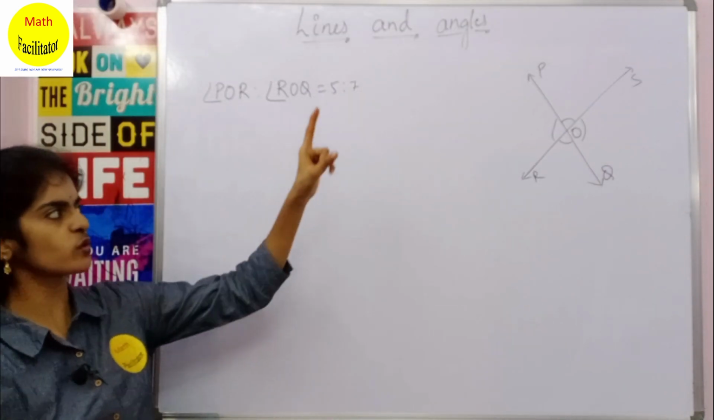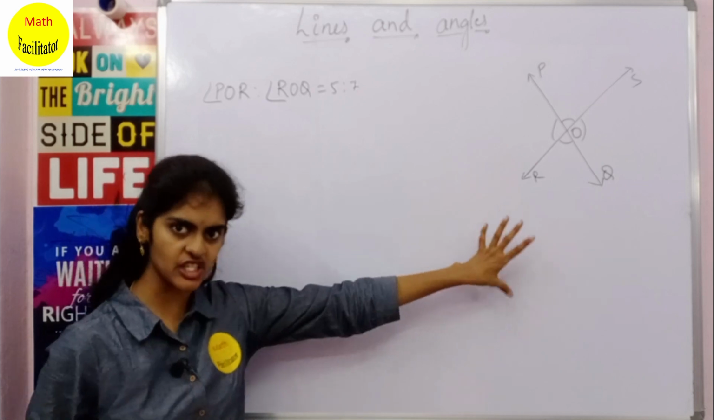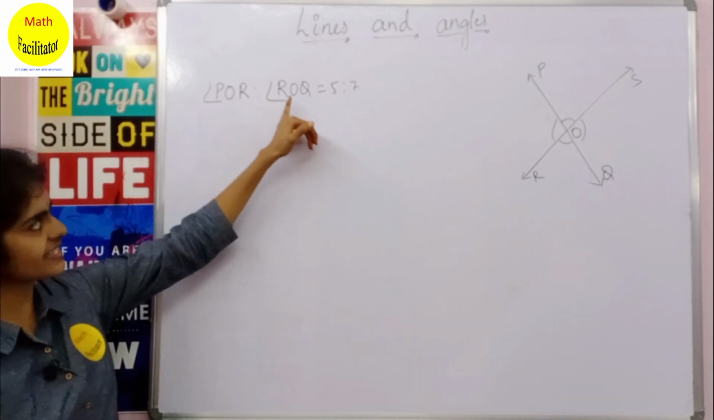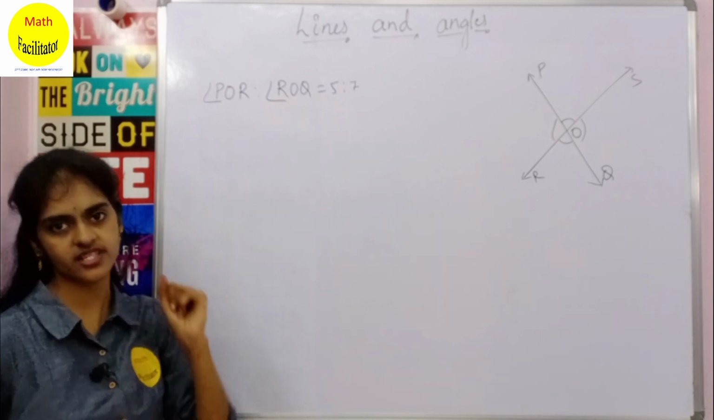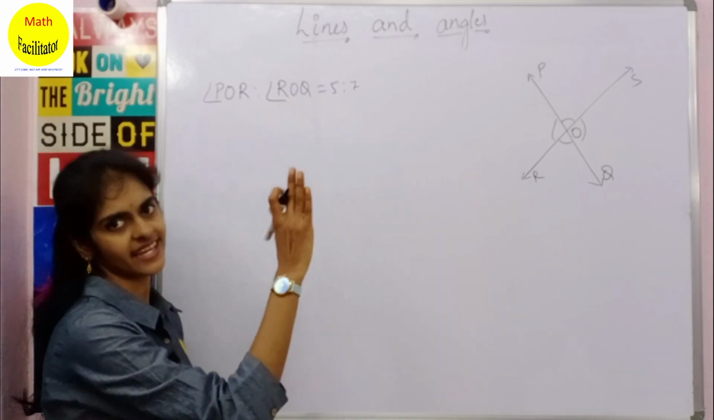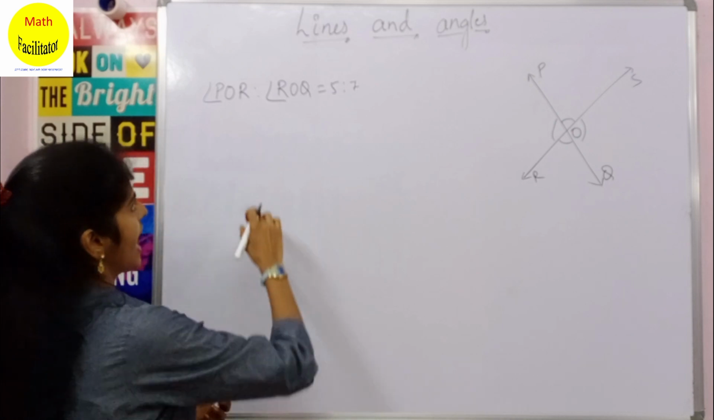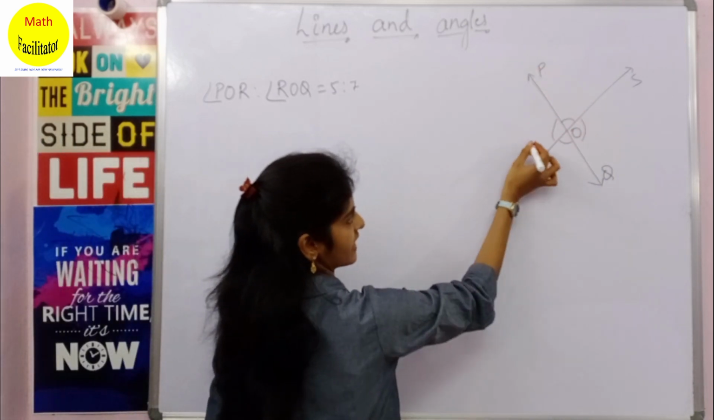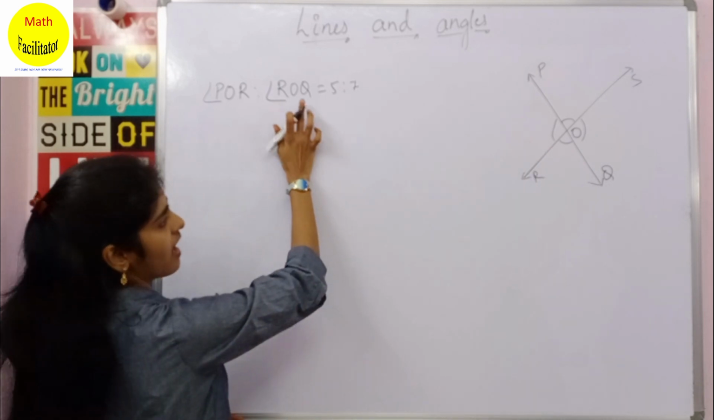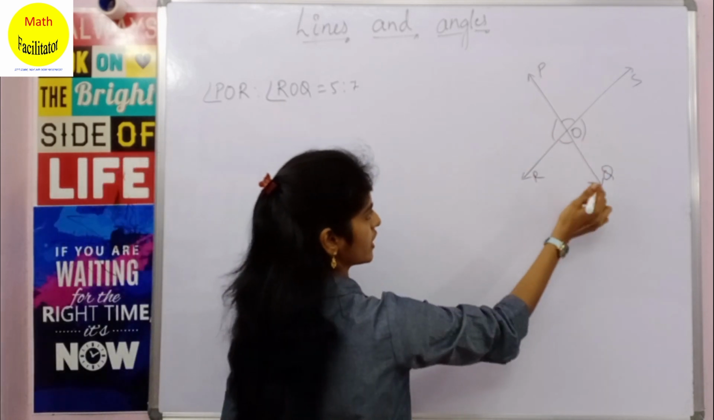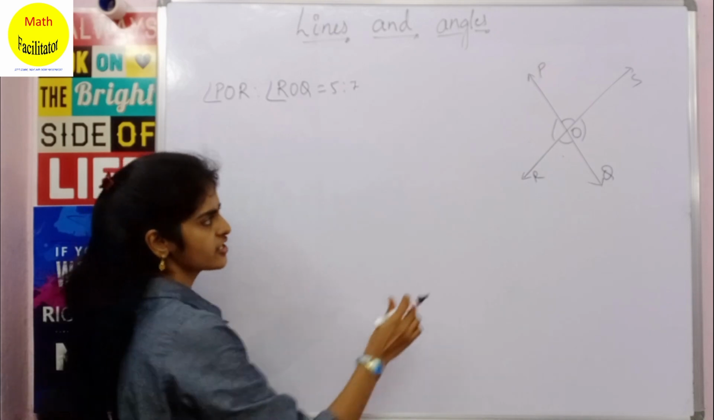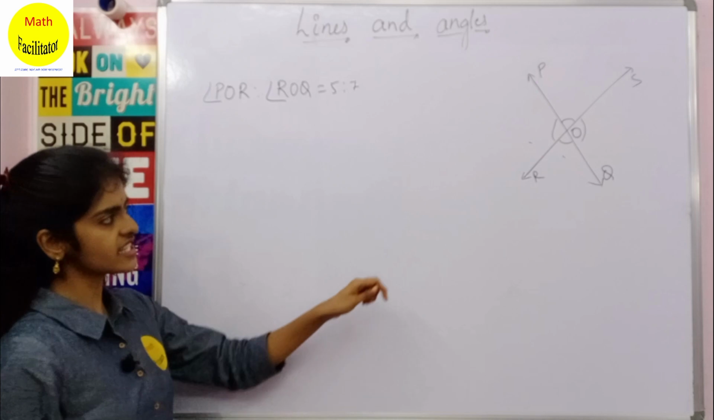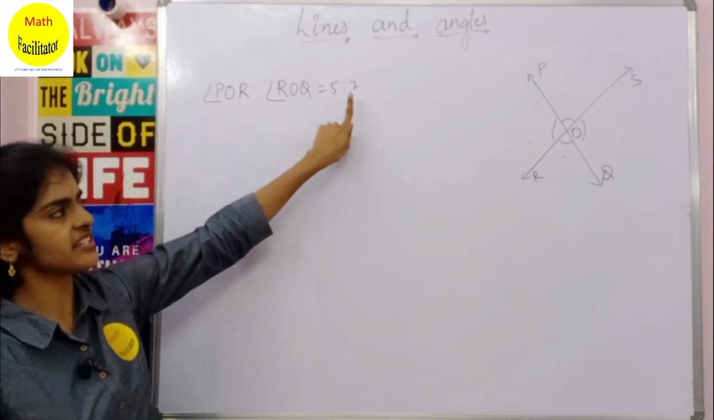You have two lines PQ and RS intersecting each other at a point O. It is given that angle POR to angle ROQ is 5:7. So you have to find all the angles. Clear? Now angle POR, that means this angle, and angle ROQ, that means this angle. So these two angles are in the ratio 5:7.